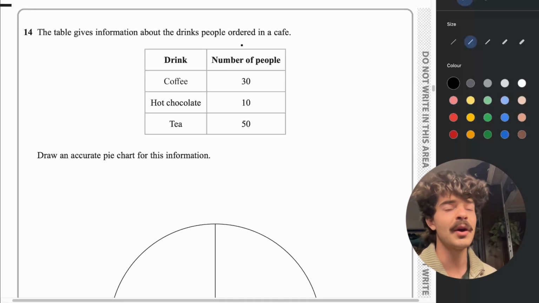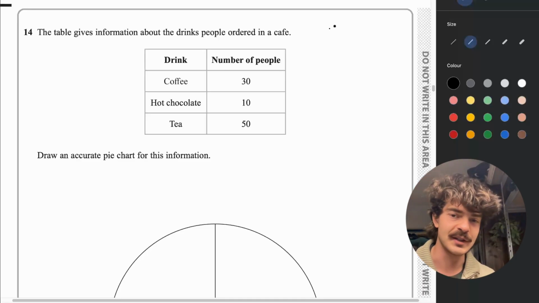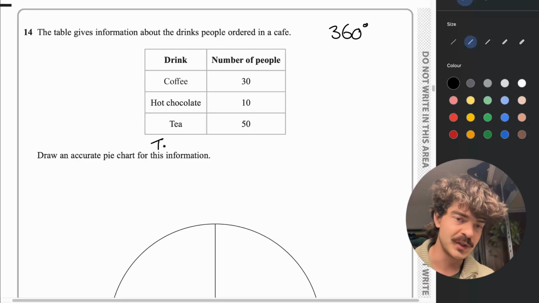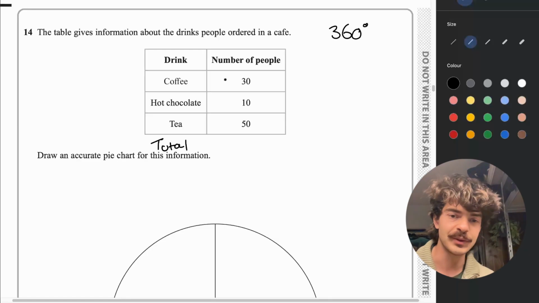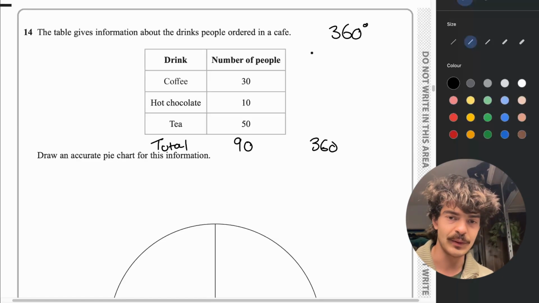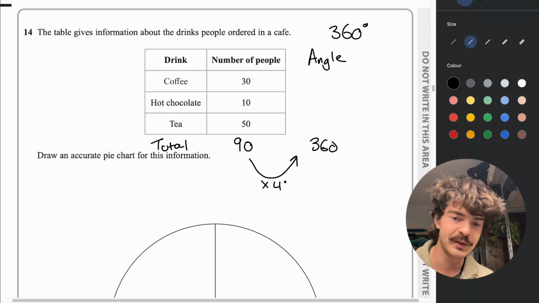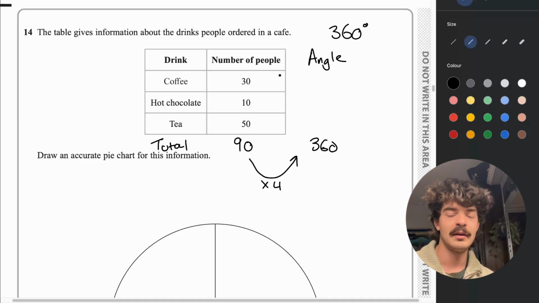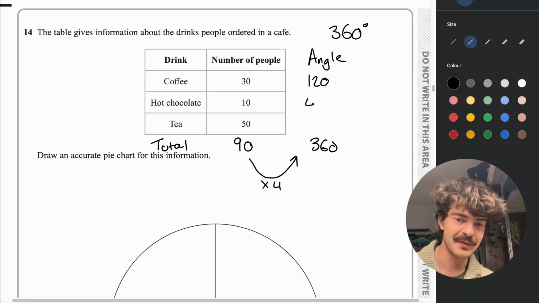So you'll know that there are 360 degrees in a circle. And we can also work out the total number of people who are partaking in this experiment. It is 90, right? So if there's 90 people altogether and we need a total of 360 degrees, well, we just have to multiply everything by 4. Okay? So 30 multiplied by 4 would give 120, 10 by 4 gives 40, and 50 by 4 gives 200.